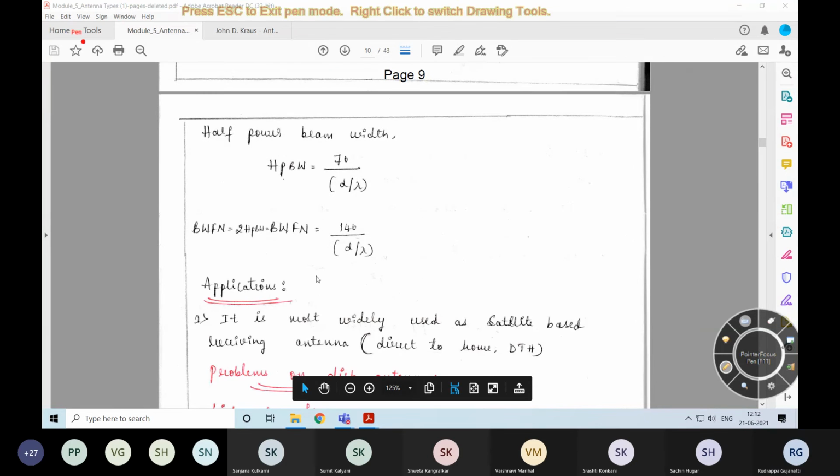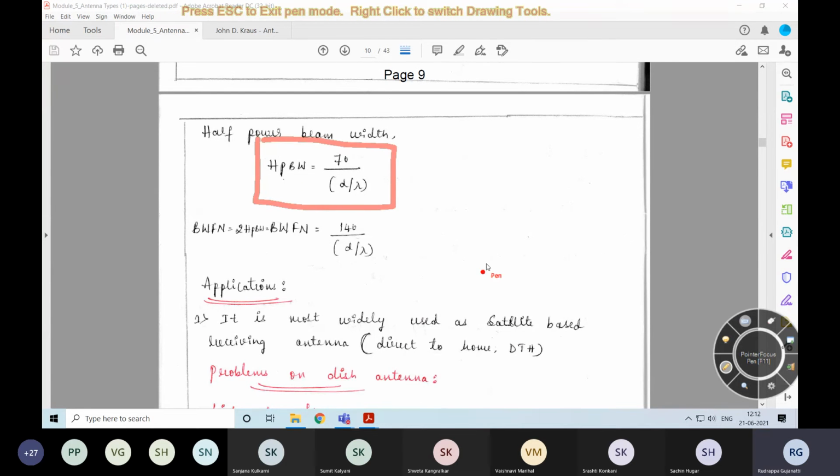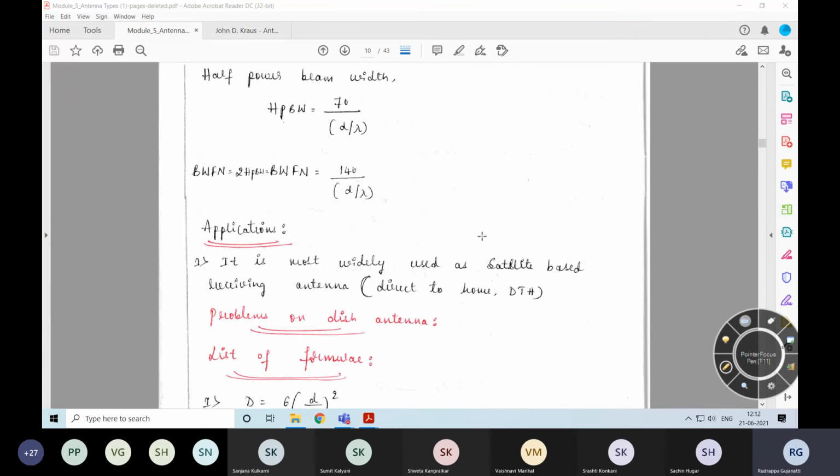Next we have the half power beam width, which is given by 70 divided by D by lambda, and the beamwidth between first nulls is given by 140 divided by D by lambda. Now you might have seen that this is used in broadcasting applications, in which you are getting TV channels via the satellite.